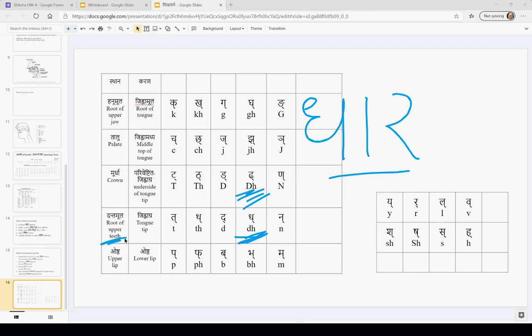Then we have to use this tantamola, not murdha. Okay? Dha. Touch the tip of the tongue to the back of the teeth, not to the murdha. Dharana.